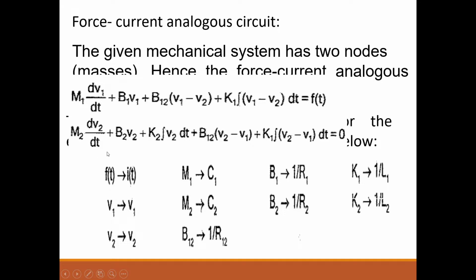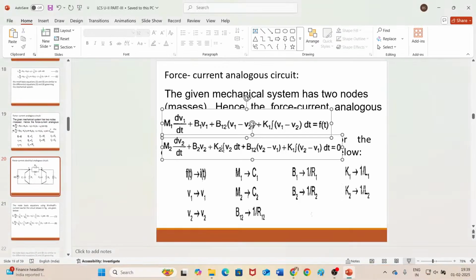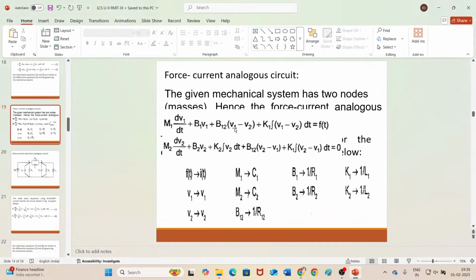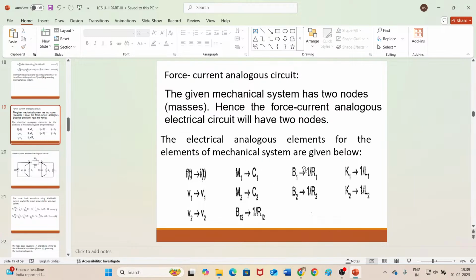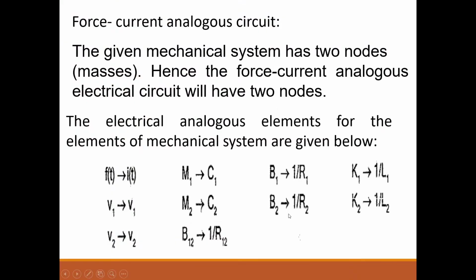V2, write V2. And what is left over? K2, write K2. B2, write B2. K1 we have already written. So all these terms you write down, and later you write their analogous terms. You know how to write those equations already. So I hope you have completed.